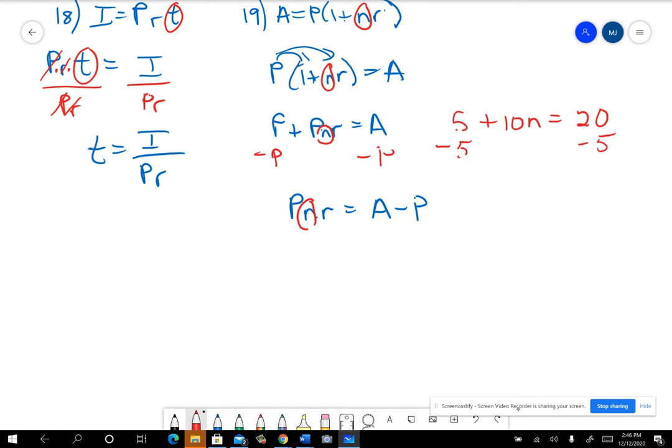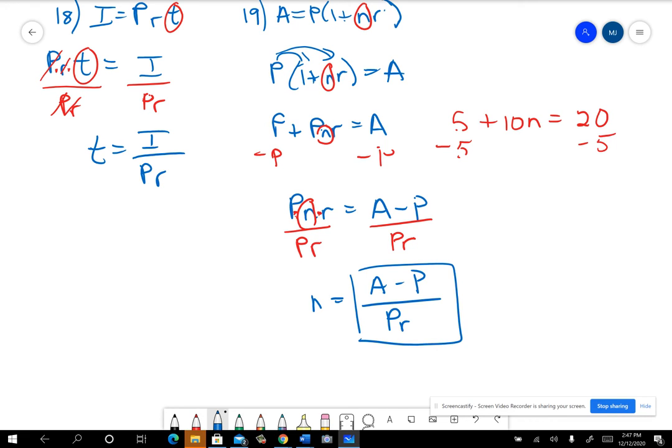Now we're pretty much back to where we were on the other problem, trying to get N by itself. You got multiplication around that. So divide by the P and the R. Okay, and so your final answer would be that N would equal A minus P over PR. Now watch the capitalization and lowercase, and then they probably will have N equals sitting there, and you'll just type in that side. Okay. All right, so that's pretty much all there is with the formulas.